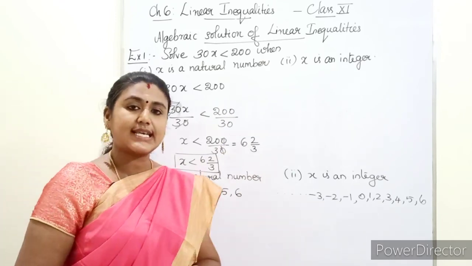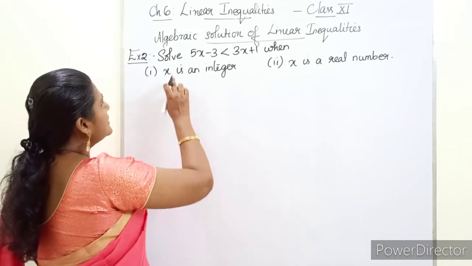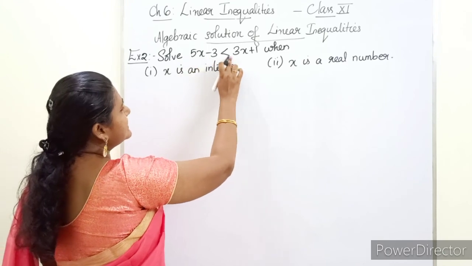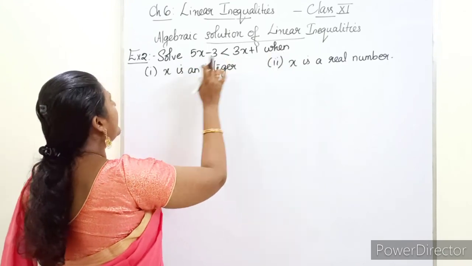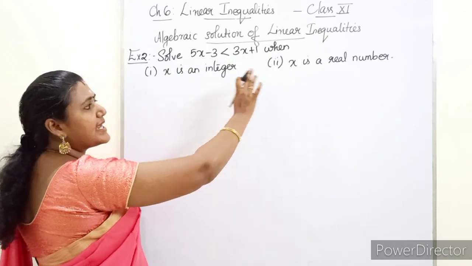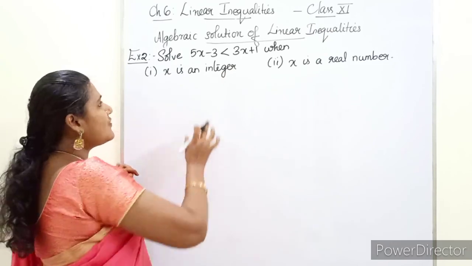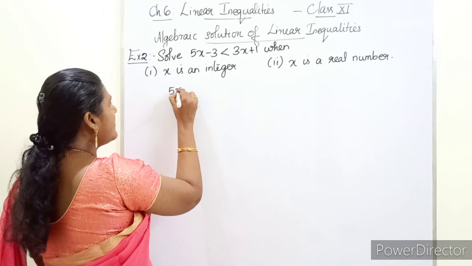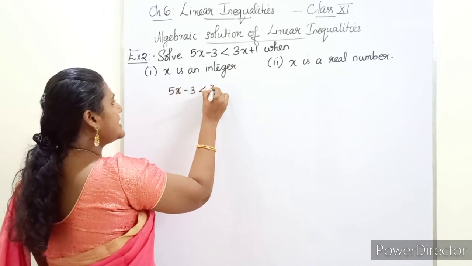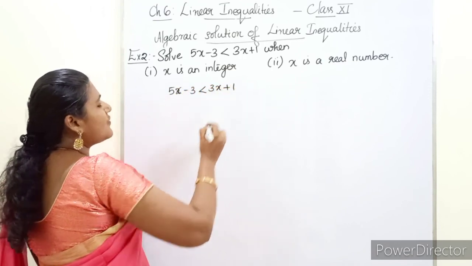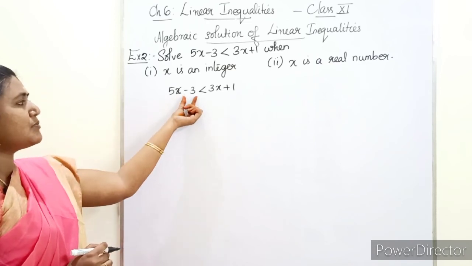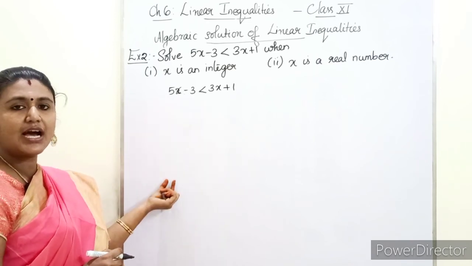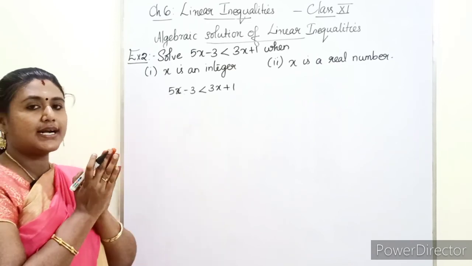Now we will see the second example. Example 2, solve 5x minus 3 is less than 3x plus 1 when x is an integer and when x is a real number. So first we will solve this. Our inequality is 5x minus 3 less than 3x plus 1. So first we have to remove this minus 3. On the left side we have to make the term containing x alone.